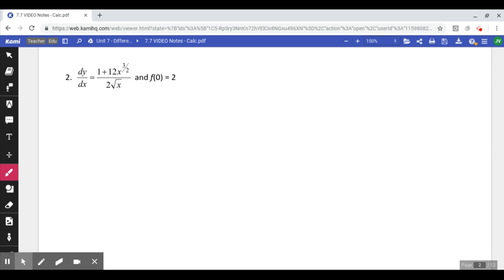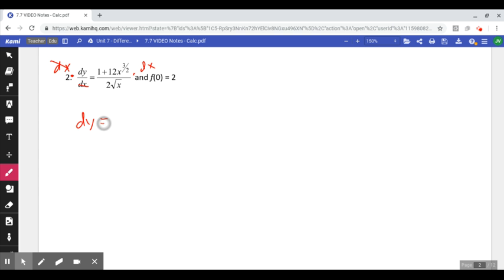In example 2, we're going to find the particular solution to this differential equation. The very first step to do that is to separate the variables. So we're going to want to get dx over to the right-hand side. We're going to do that by multiplying each side by dx. So the dx's on the left will cancel.